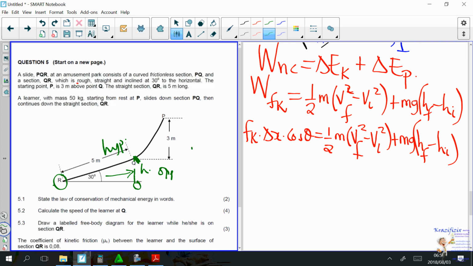What does that mean? It simply means my sine 30 is h over 5. Cross multiply. h equals 5 sine 30. If you're a math learner, you should know sine 30 is half. So 5 divided by 2 would be what? 2,5. That means my height is 2,5.